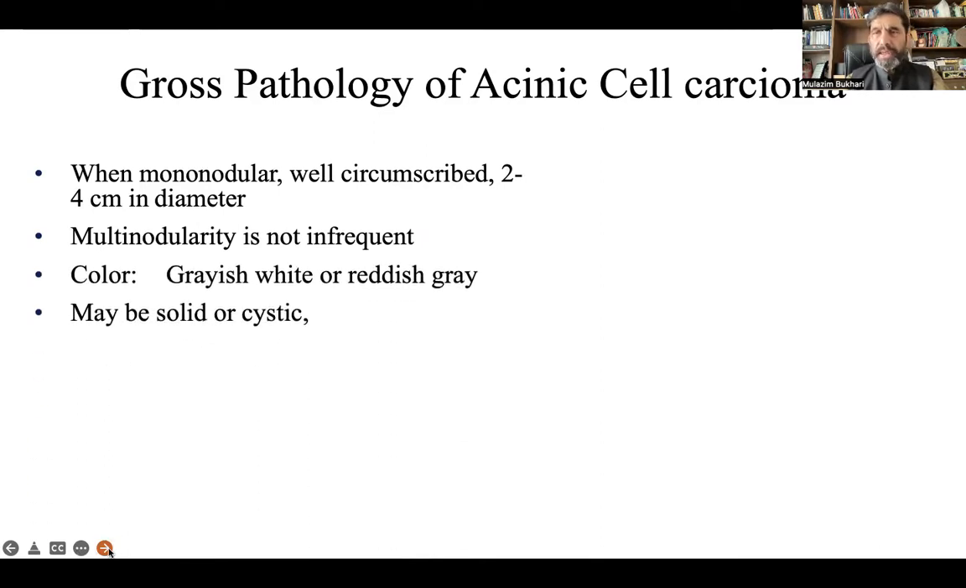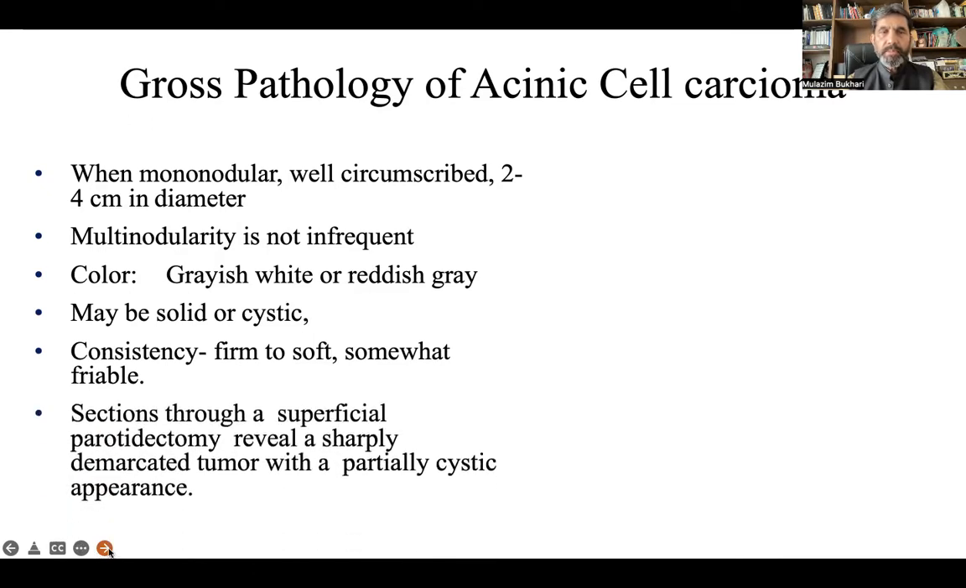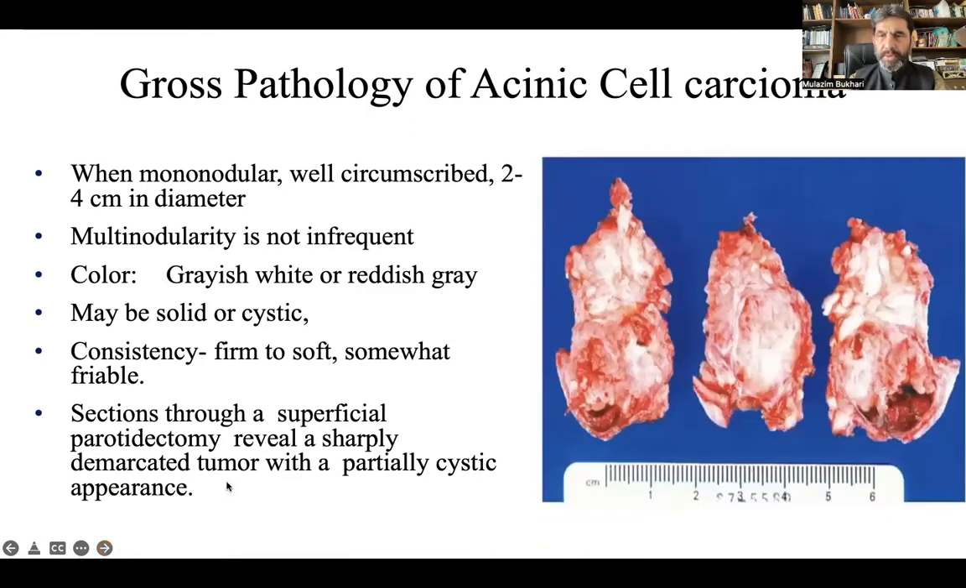Grayish white, as I have shown you in the pictures, maybe reddish when the size is increased. Usually solid, but cystic and microcystic variants exist. Consistency depends upon solid predominance or cystic predominance. This is a section through a superficial parotidectomy. If we cut the section, you will see the cystic appearance. This is the mixture: if you cut it, a whitish grayish picture, and this is the cystic area present.